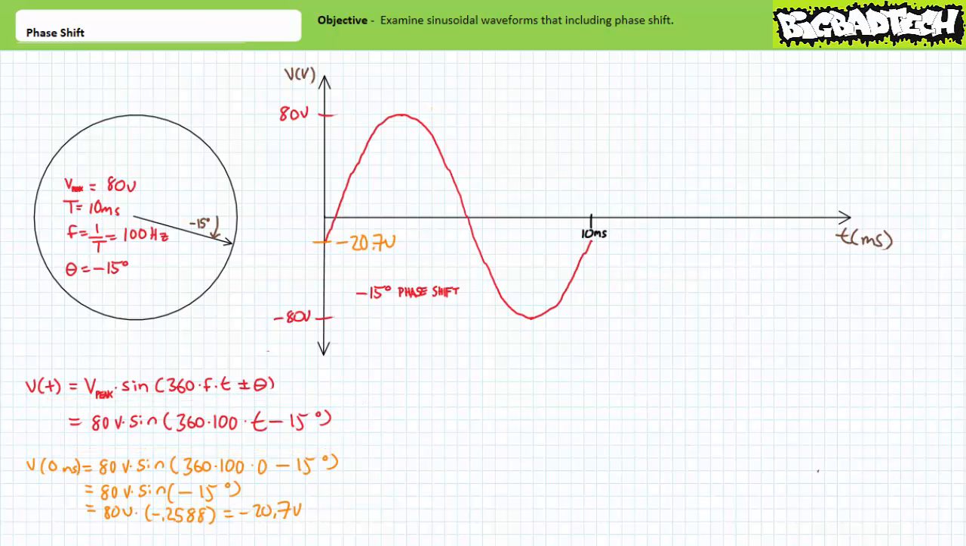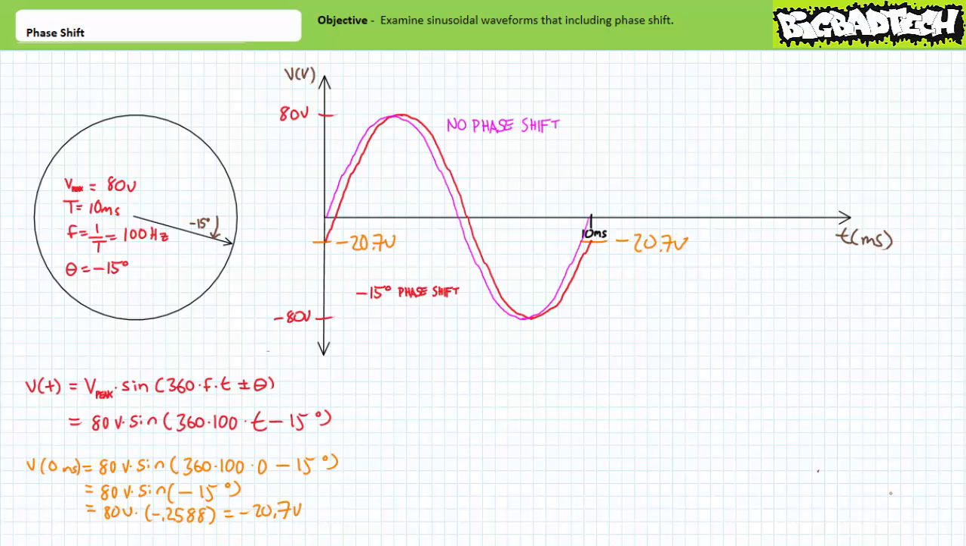As previously, it makes sense that a time-variant sine wave with a negative 15-degree delay initiates time at t equals 0 with a value of 80 volts times the sine of negative 15 degrees, or 80 volts times negative 0.2588, or negative 20.7 volts. Additionally, it makes sense that if this time-variant voltage waveform underwent a full oscillation over a period of 10 milliseconds, it would also end at negative 20.7 volts. Sine waves, like circles, start where they end and end where they start.